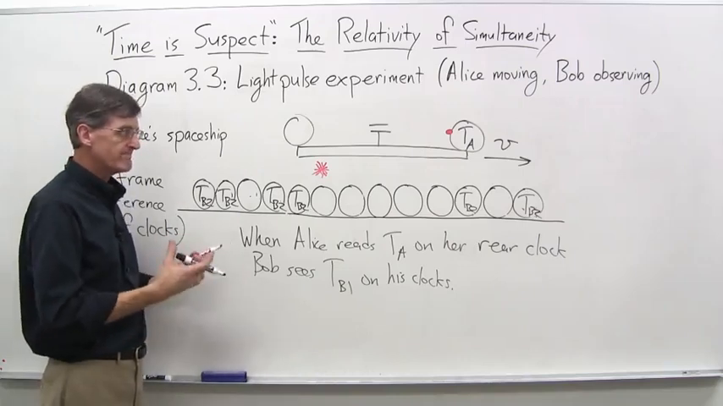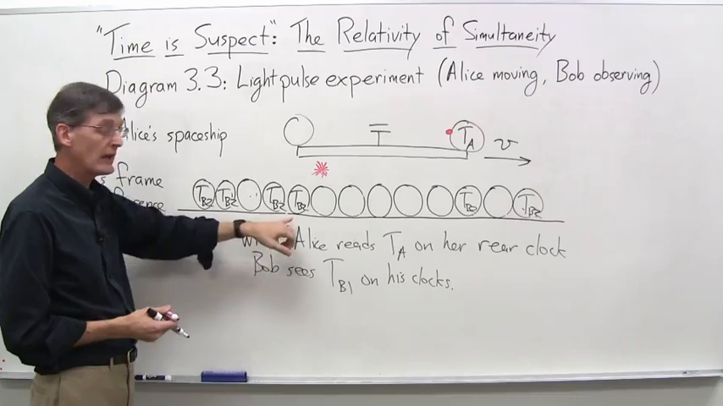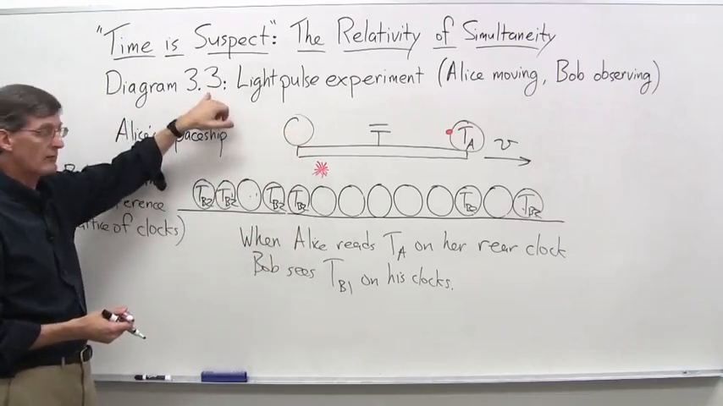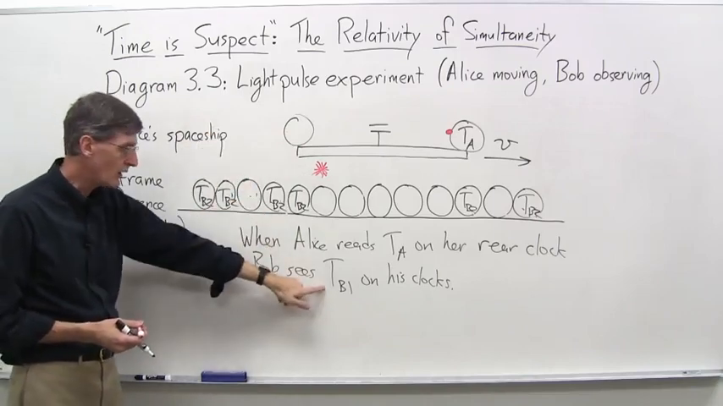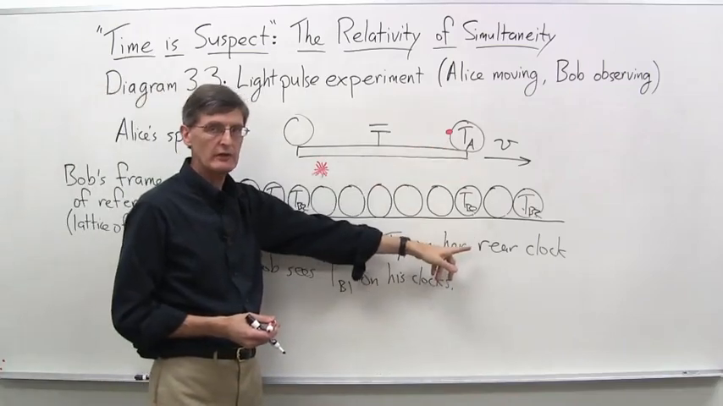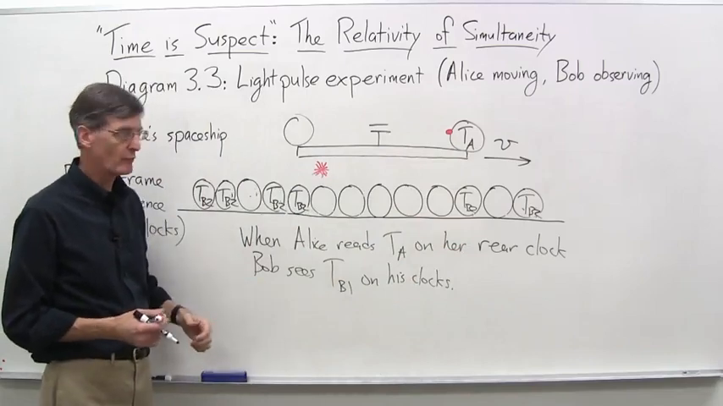Bob is saying, Alice, you messed up on your synchronization of your clocks, because clearly by my clocks, this first photon hit, light pulse hit back in diagram 3.2 occurred at TB1. The second light pulse hit occurred at TB2. My clocks are synchronized. It's your clocks that are messed up.